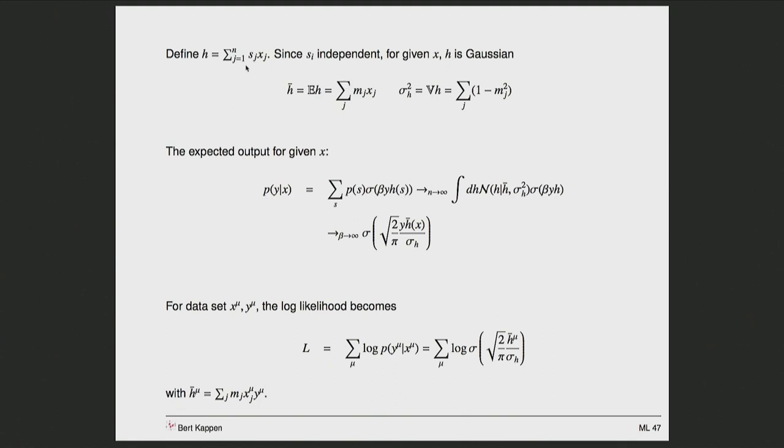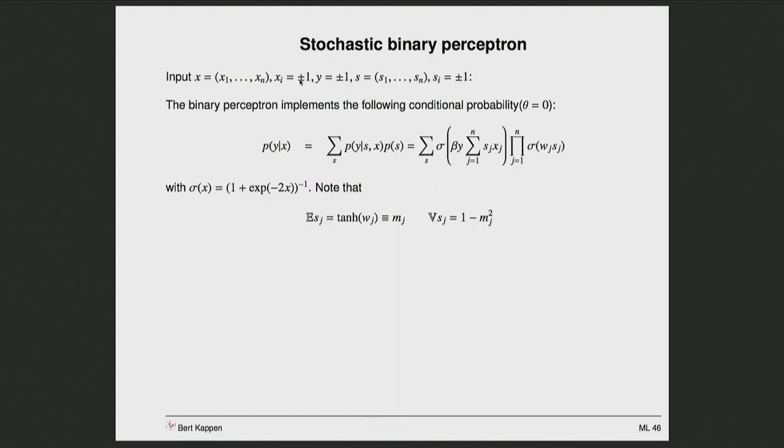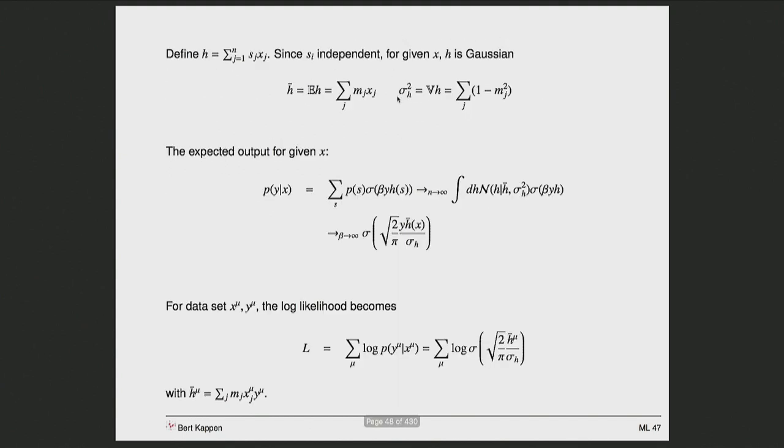So we can see that if that is H, actually, if we get a sum of stochastic variables, then for a given input, this thing has a mean value, and it has a variance, right? Which is the sum of all the variances. And since xi squared is 1, as we have assumed here, xi is plus or minus 1, we get the variance of this H.